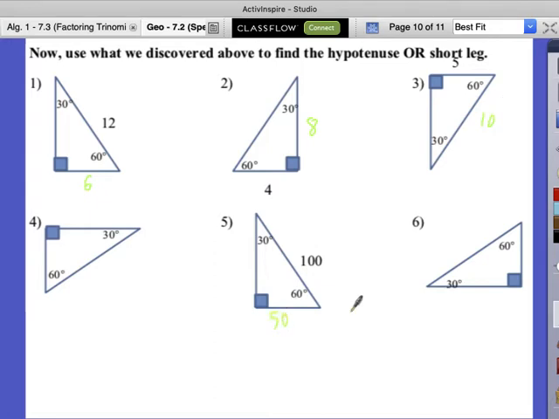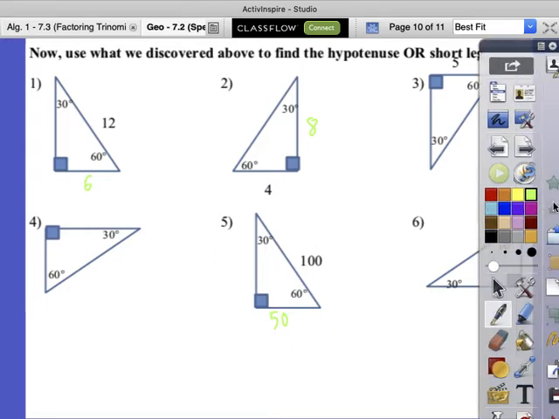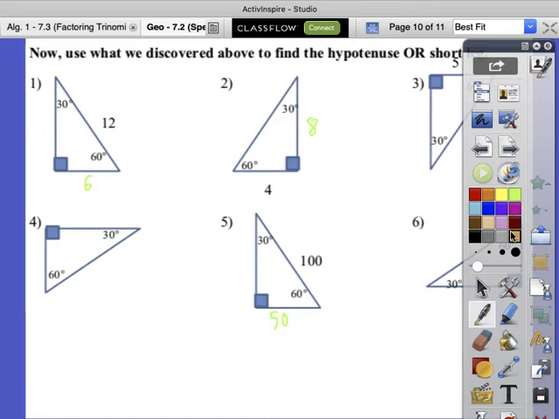Now on these 4, I want you to use the Pythagorean theorem to find our missing side length. In case you need it, let's walk through the first one together.